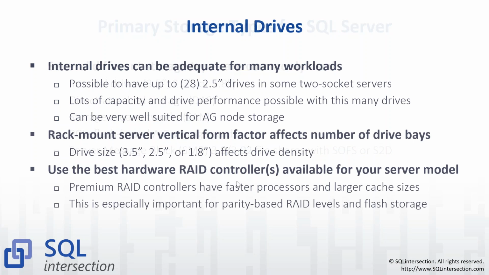Now with internal drives, especially if they're flash drives, these can be more than adequate for many, many workloads. And you can have up to 28 2.5-inch drives in some modern 2-socket servers. So that gives you lots of capacity and lots of performance. And these are really well suited for availability group node storage. So if you're using always-on availability groups and you've got individual nodes, you might have your primary using SAN storage and then your secondary read-only replicas on local internal drives, for example.